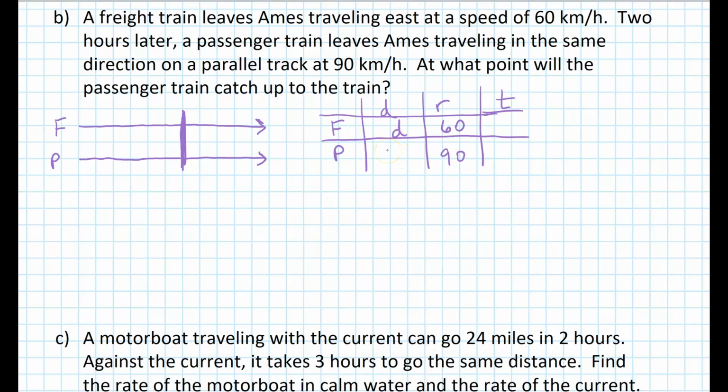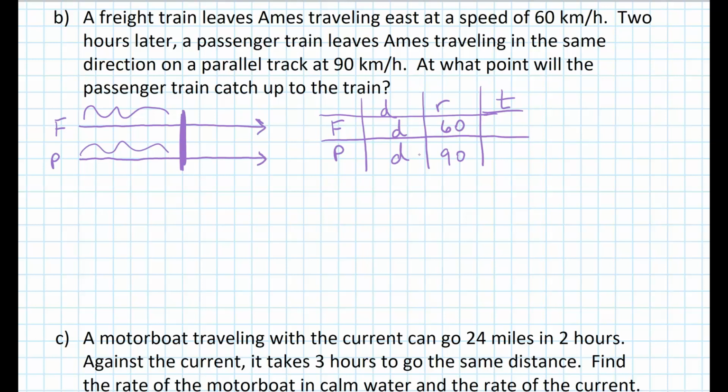Well, look. What did we say? We're trying to figure out when they both get here. Is this any different from this? No. It's the same distance. All right. Let's look at the time now.